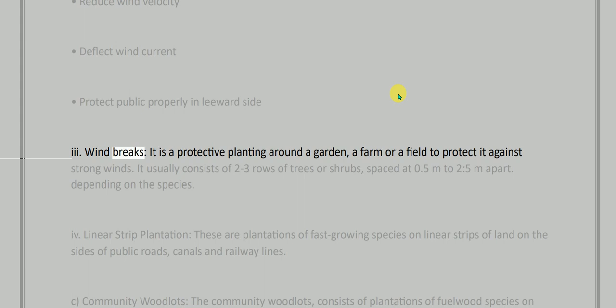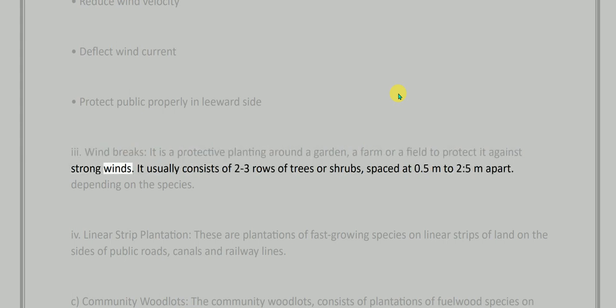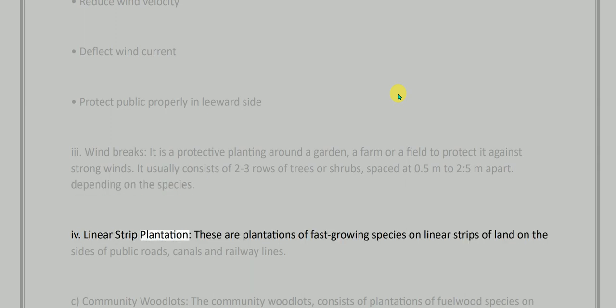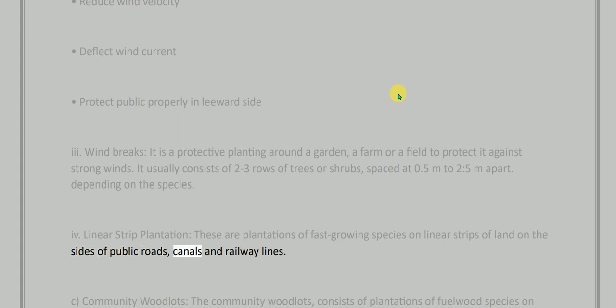3. Windbreaks. It is a protective planting around a garden, a farm or a field to protect it against strong winds. It usually consists of 2 to 3 rows of trees or shrubs, spaced at 0.5 m to 2.5 m apart, depending on the species. 4. Linear strip plantation. These are plantations of fast-growing species on linear strips of land on the sides of public roads, canals and railway lines.